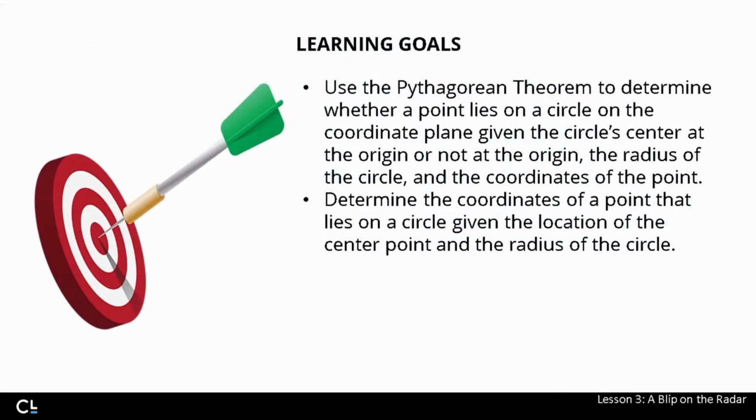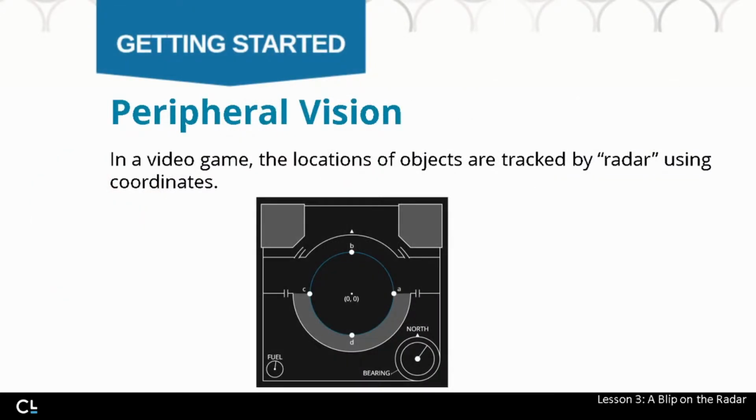So we're going to use the Pythagorean theorem to determine whether a point lies on a circle on a coordinate plane, given the circle's center at the origin or not at the origin, the radius of the circle, and the coordinates of the point. We'll also determine the coordinates of a point that lies on a circle given the location of the center point and the radius of the circle. So basically, we're going to see if we can find points on circles. Let's start with our first situation.